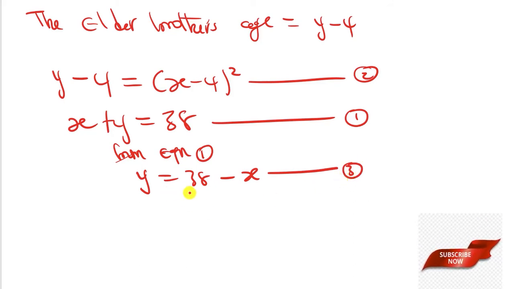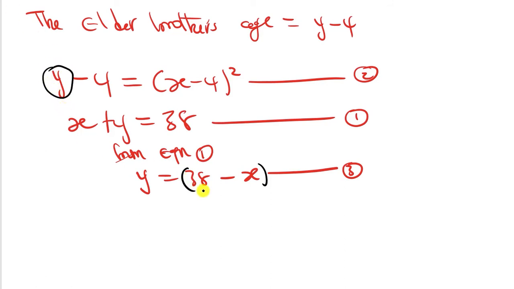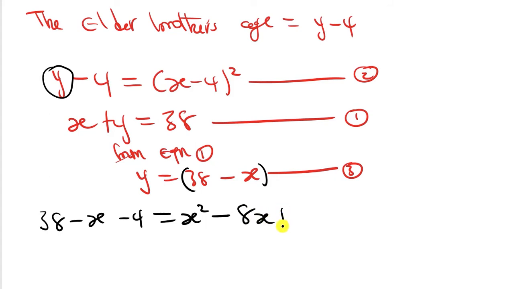Okay, now let's substitute this new equation that we have derived from equation one into the second equation. Wherever we see y in equation two, we substitute 38 minus x. Is that okay? So in equation two, we have our y here, so we are going to substitute 38 minus x there. Therefore, we are going to have 38 minus x, minus 4, being equal to x minus 4 all squared. Now we expand this. When we expand it, we are going to get x squared minus 8x plus 16. Okay, so this is what we'll be having.